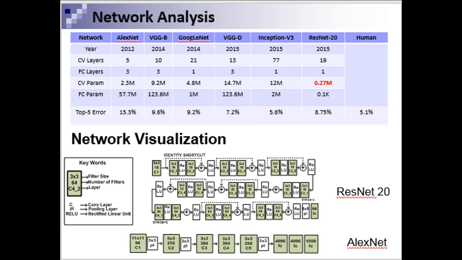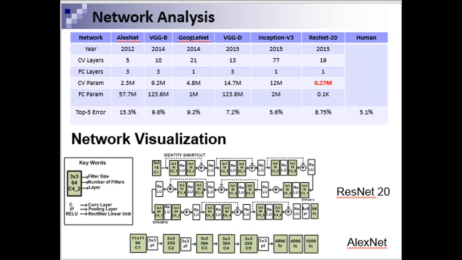This needs 0.27 million parameters, whereas its predecessors like AlexNet, which has 5 convolution layers and 3 fully connected layers, need 2.3 million parameters, almost 10 times more than ResNet 20. The error rate here is 8.75, which is much lower than AlexNet and almost closer to human accuracy. Therefore, for our case, we'll deploy the ResNet 20 network trained on CIFAR-10.